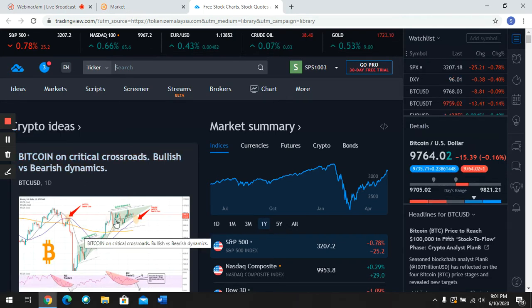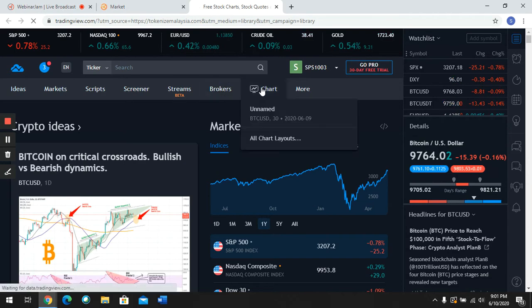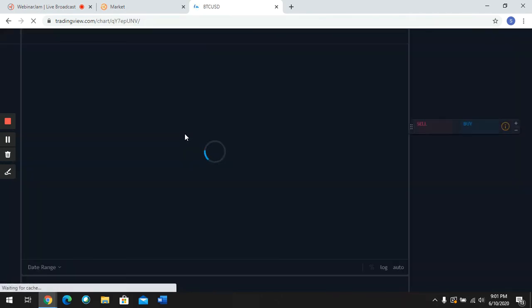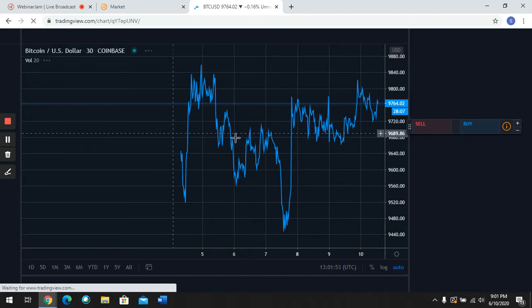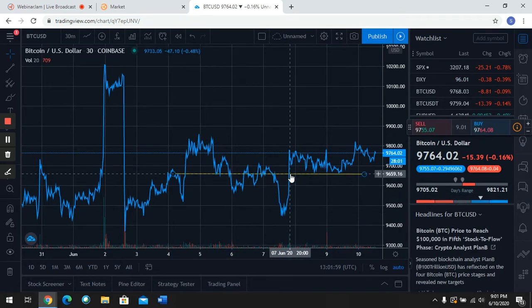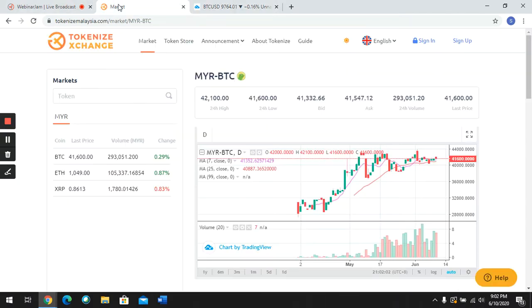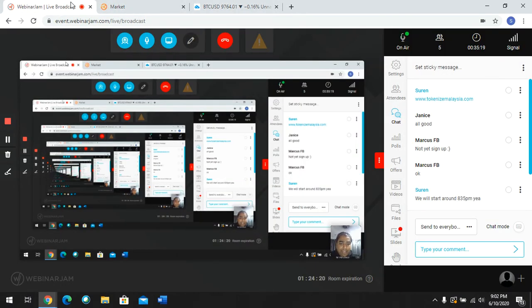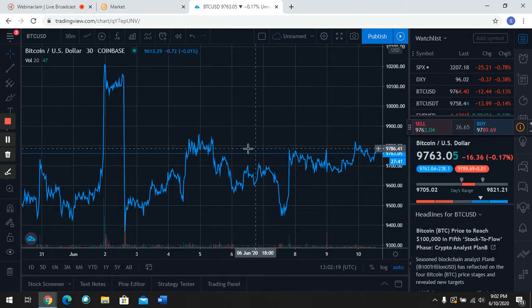What I want you guys to do now is click on the chart. Now we have this chart available for you. Were you guys able to follow me? Sorry, I have to move to another screen to see if there's any question raised. If there's no question, I will go back to Trading View.